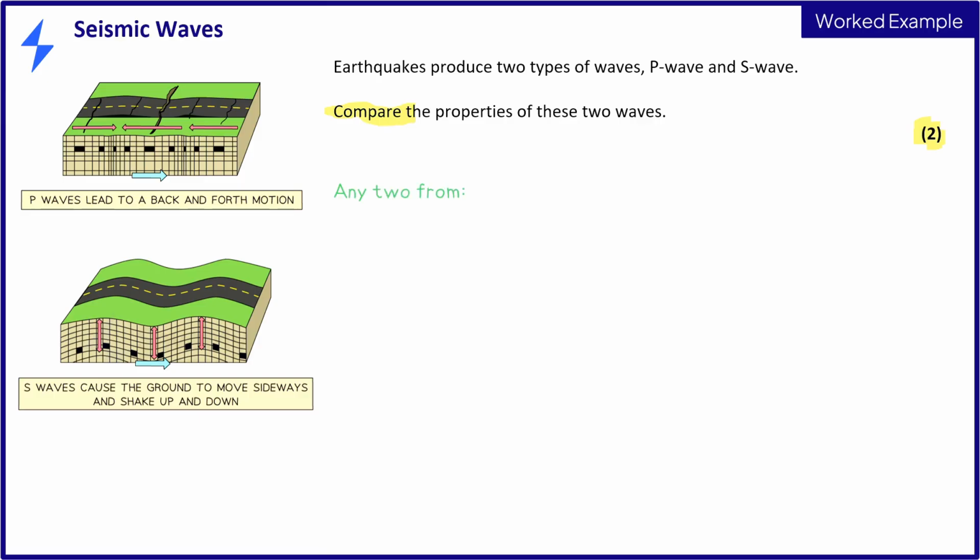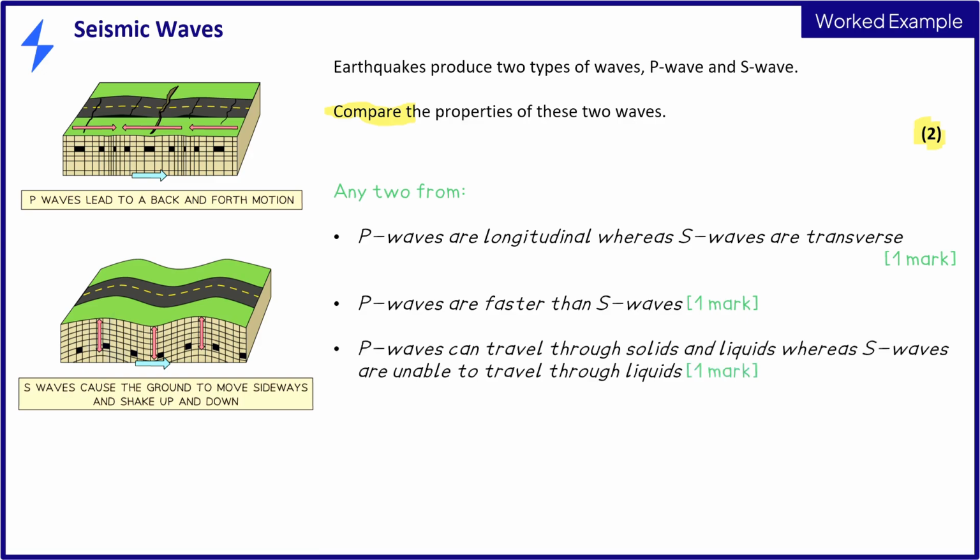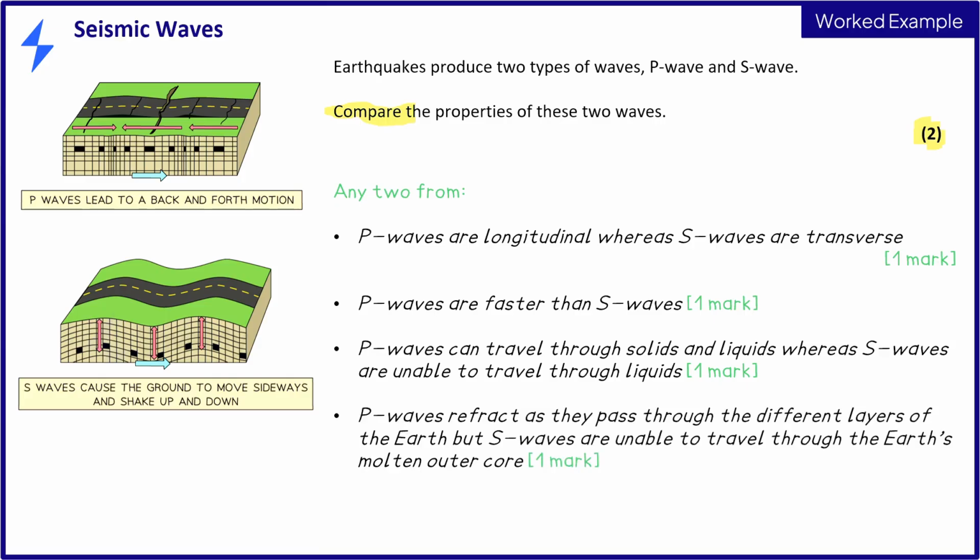Any 2 points from: P waves are longitudinal, whereas S waves are transverse for 1 mark. P waves are faster than S waves, or S waves are slower than P waves for 1 mark. P waves can travel through solids and liquids, whereas S waves are unable to travel through liquids for 1 mark. P waves refract as they pass through the different layers of the Earth, but S waves are unable to travel through the Earth's molten outer core for 1 mark.